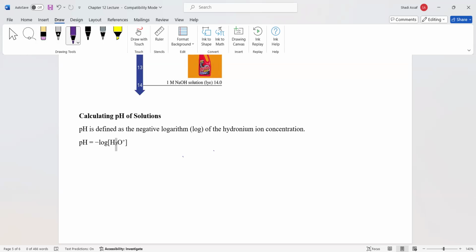So when you dissolve an acid, so we're going to call it HA, with water, water takes the extra proton that came from here, goes to water, and it becomes hydronium. So the pH is the negative log of H3O plus.